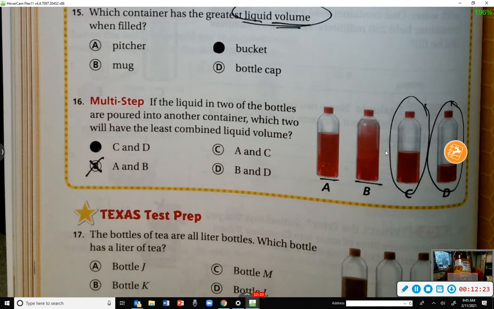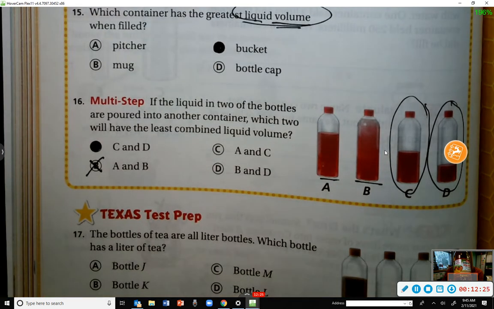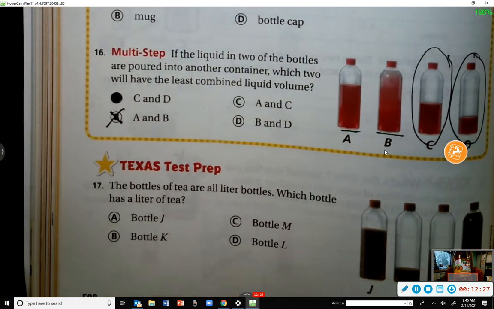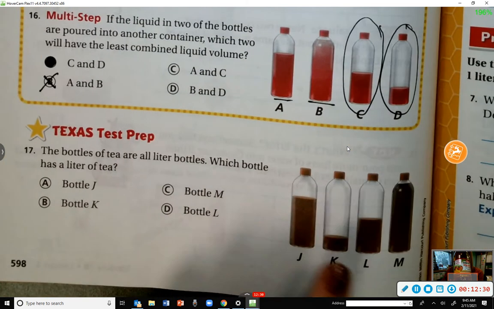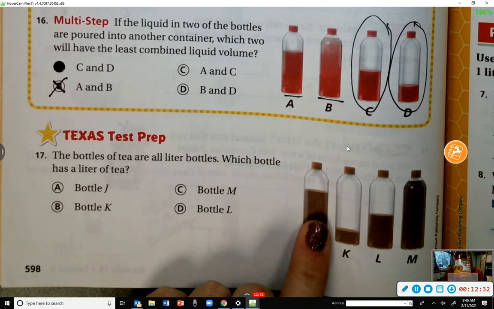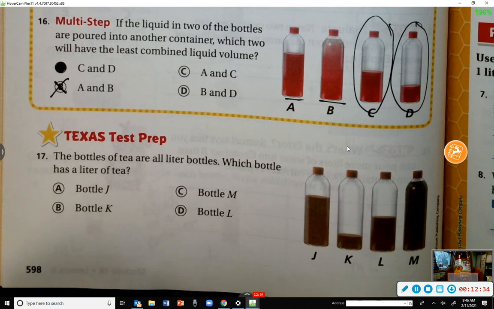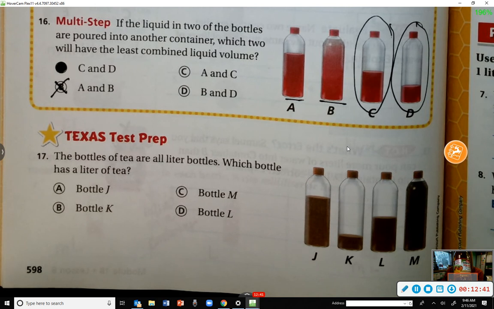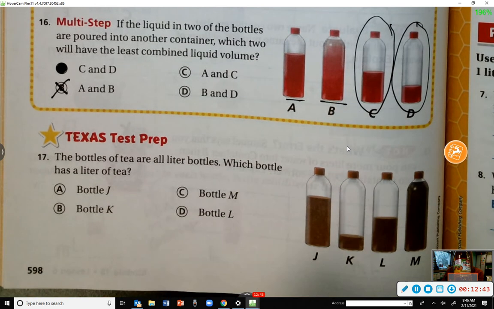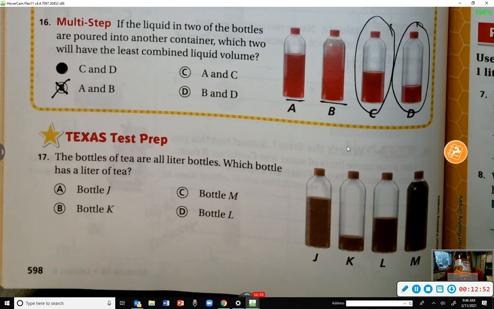Number 17. The bottles of tea are all liter bottles. So that's what a liter looks like. Okay? Which bottle has a liter of tea? They made that super easy on y'all. Which bottle has a liter? If this full bottle is a liter, which one has a liter of tea in it? Kelsey? It's the only one that's full. So C is correct.